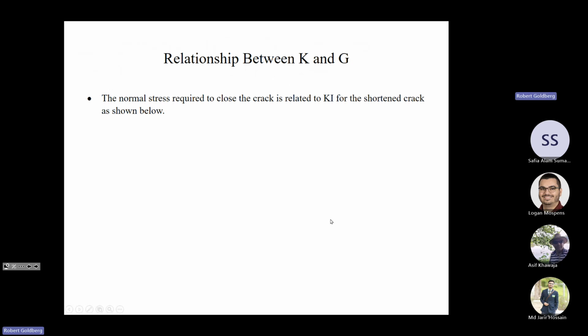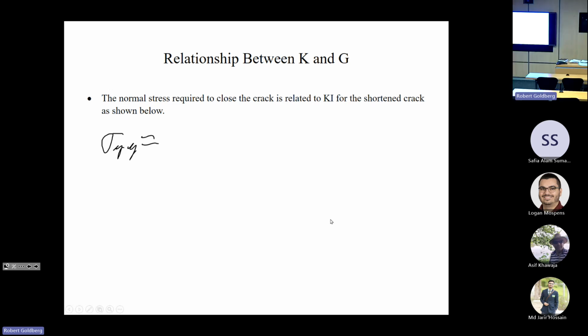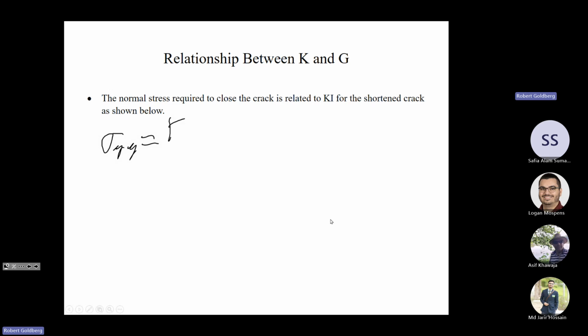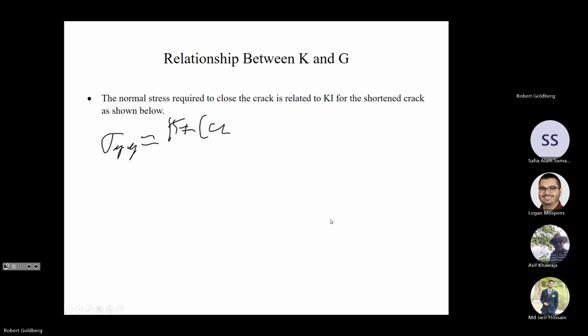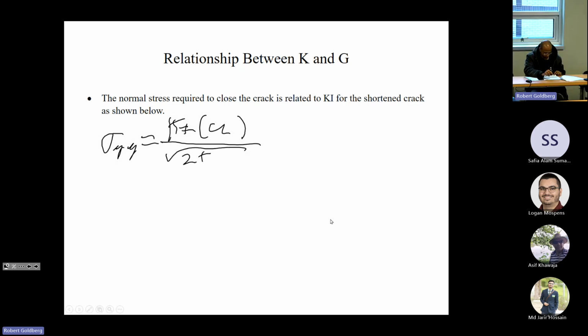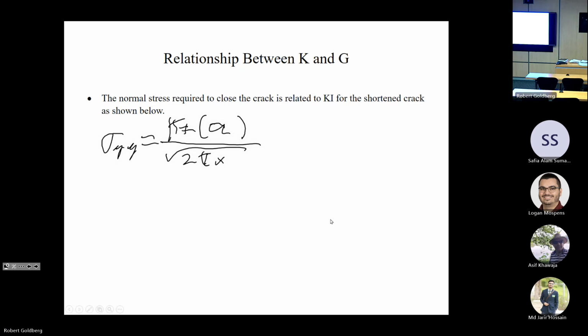And for our shortened crack, if we go back to those tables we have for the stresses for mode 1, I didn't reproduce it, but our normal stress required to close the crack is equal to our stress intensity factor for our shortened crack divided by the square root of 2 pi x. So this is our stress intensity factor for the distance equivalent to our shortened crack.